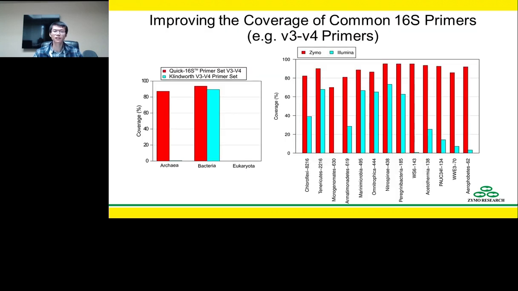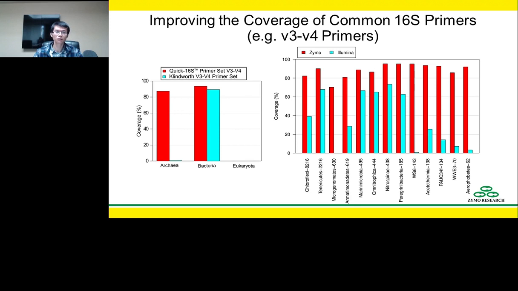Another problem with 16S sequencing is the limited coverage of the common 16S primers that researchers commonly use in the field. So we also tried to improve the coverage of these primers. We designed the primers based on the most current reference database. In this case, we optimized the 16S primers for the V3 and V4 regions.